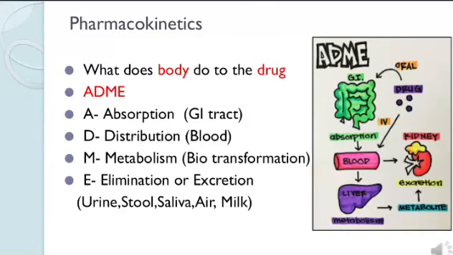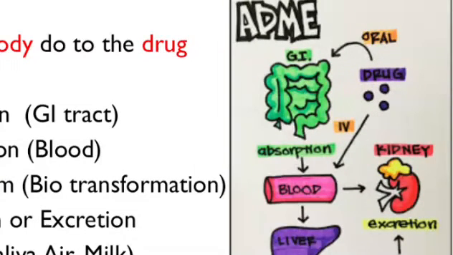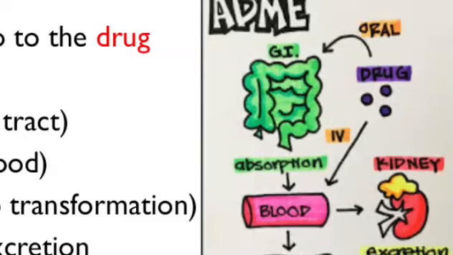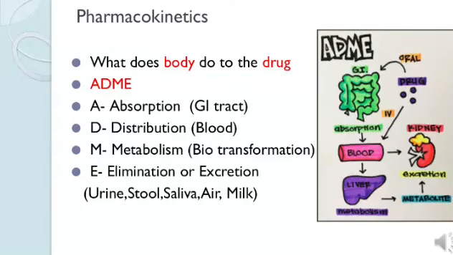What is pharmacokinetics? So you can have a closer look here. What is the body's response to the drug? What the body does to the drug, which is called pharmacokinetics. How the drug is moving in our system. The main mnemonic we use here is ADME, that is absorption, distribution, metabolism, elimination or excretion. So A is absorption, D is distribution, M is metabolism and E is elimination or excretion.